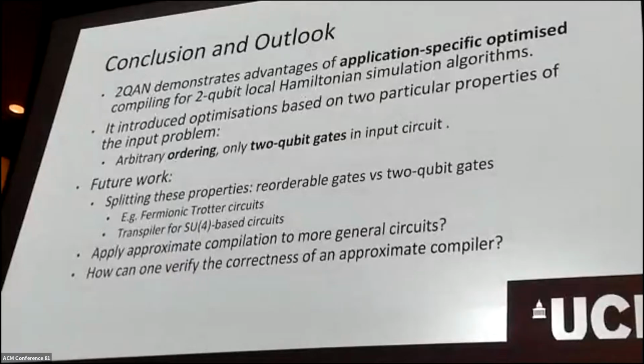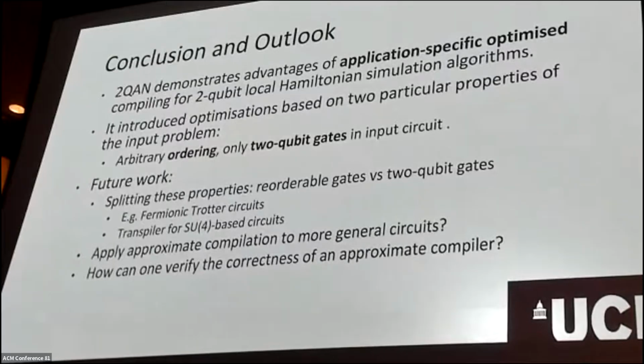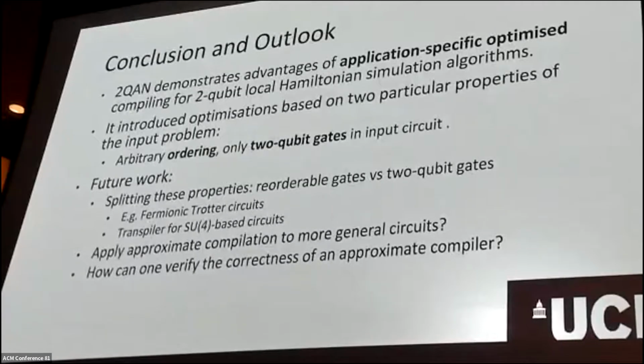So to conclude, we have developed this application-specific compiler focusing on this particular family of simulation problems, which have several properties which allow us to aggressively optimize. One of them is the fact that the ordering of the gates is arbitrary, and the other is that in the input circuit, all the gates are 2-qubit gates.